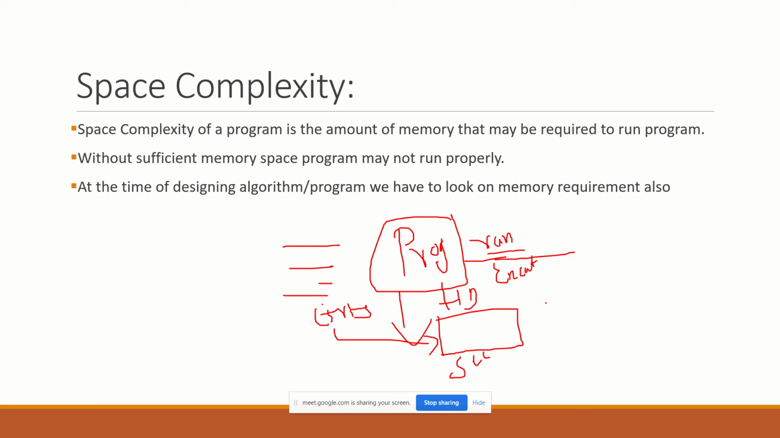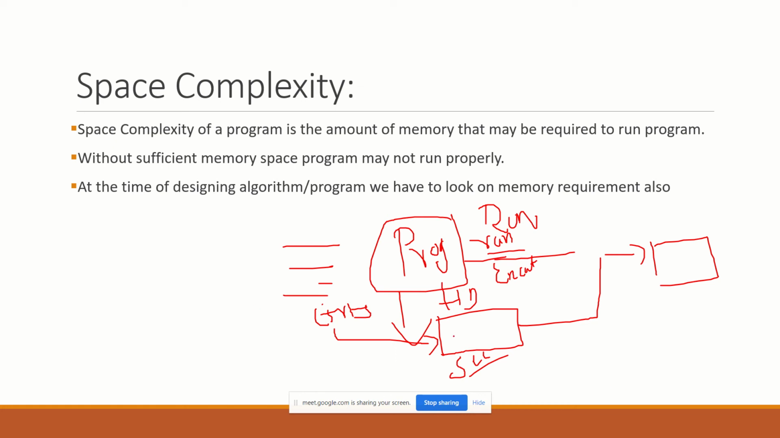Assume that in Turbo C, we'll use run. If I press run, it will be executed. What do you mean by the execution? Execution in the sense bringing the program from secondary memory to primary memory. It is called an execution.